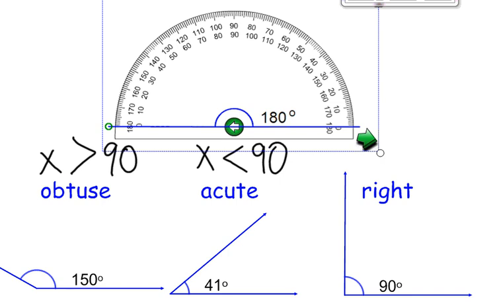Well, what happens when you have 180 degrees? Usually we just call this a line or line segment or a ray, but sometimes it's known as a straight angle also. And so we have those concepts that go into this.